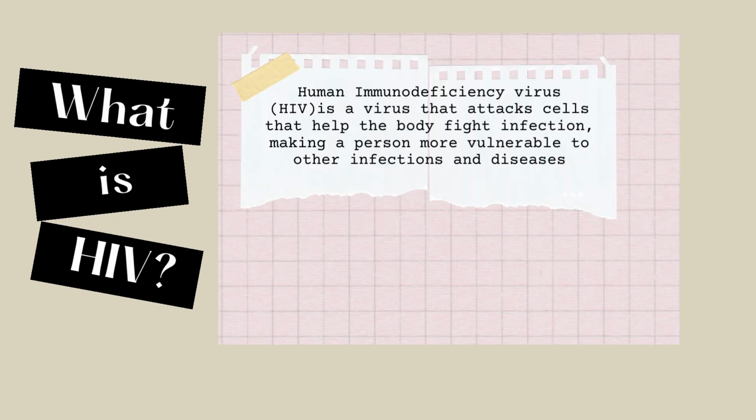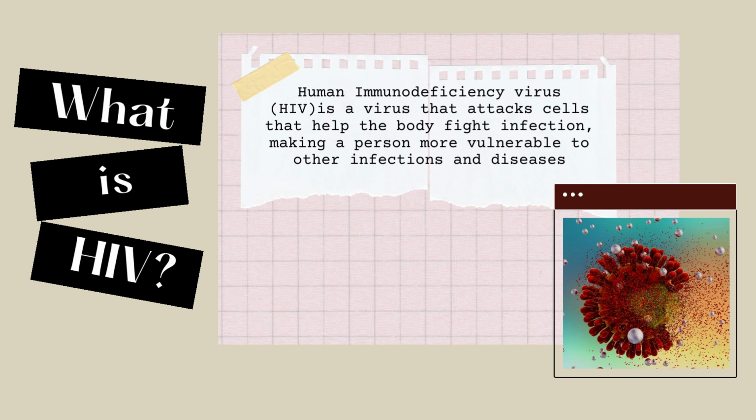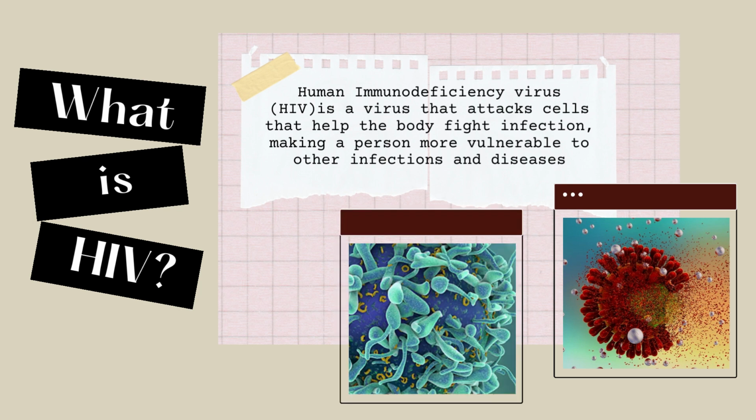Well, Human Immunodeficiency Virus or HIV is a virus that attacks cells that help the body fight infection, making a person more vulnerable to other infections and disease. Basically, it targets the immune system and weakens people's defense against many infections and some types of cancer that people with a healthy immune system can fight off. And as the virus destroys and impairs the functions of immune cells, infected individuals gradually become immunodeficient.